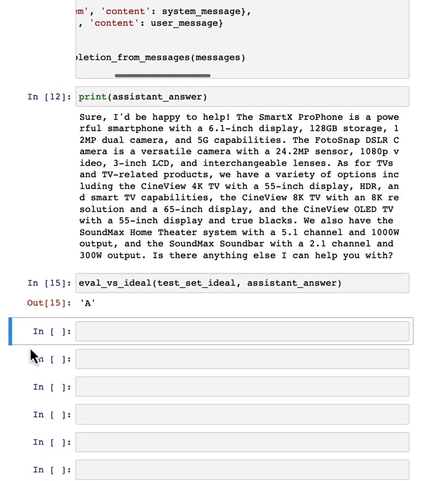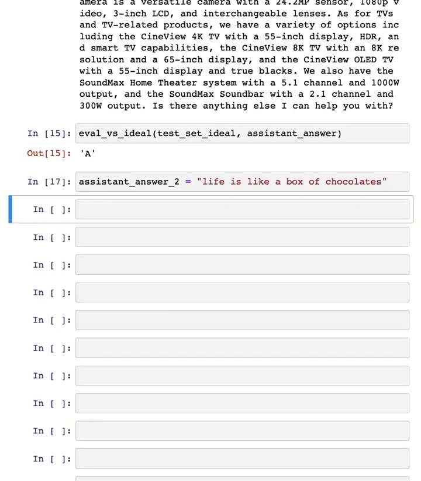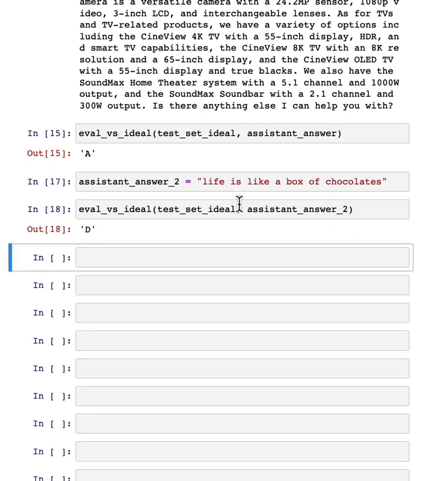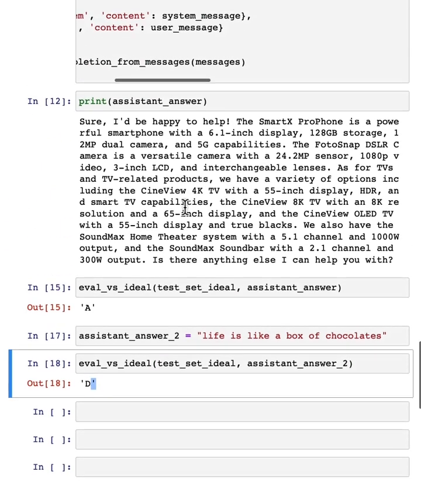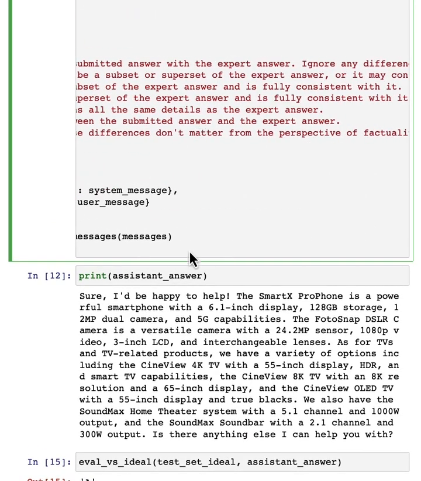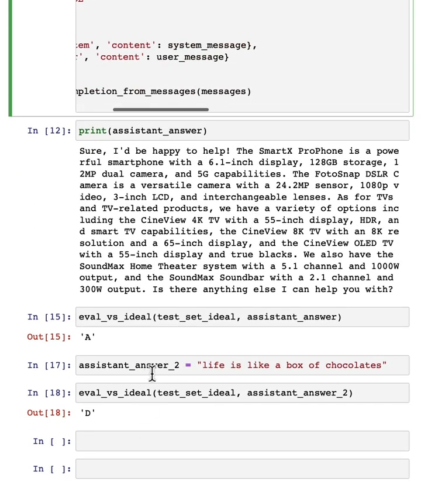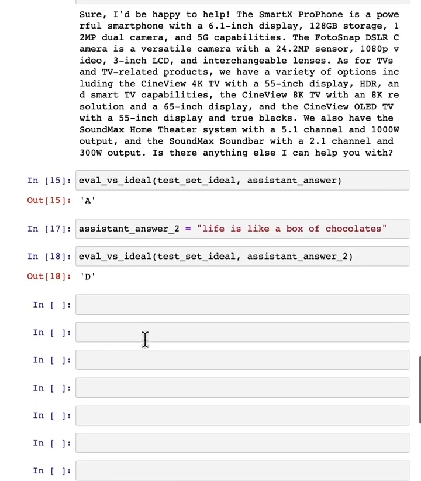Now let's try something totally different. I'm going to have a very different assistant answer. "Life is like a box of chocolates." A quote from a movie called Forrest Gump. And if we were to evaluate that, it outputs D, and it concludes that there's a disagreement between the submitted answer, life is like a box of chocolates, and the expert answer. So it correctly assesses this to be a pretty terrible answer.